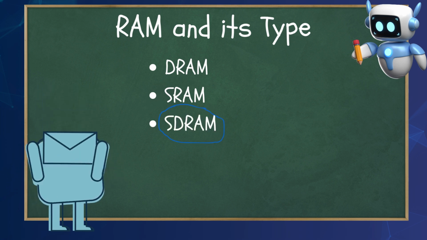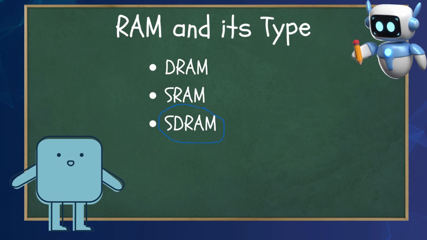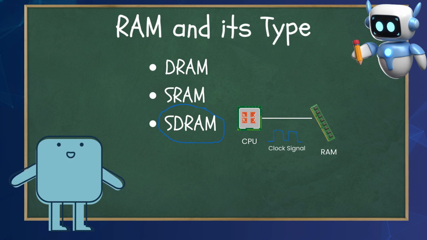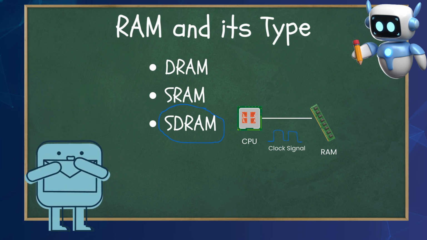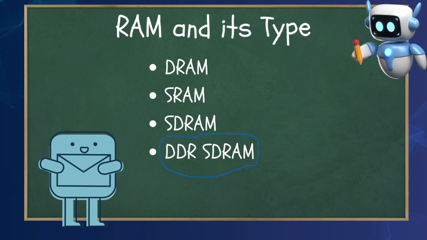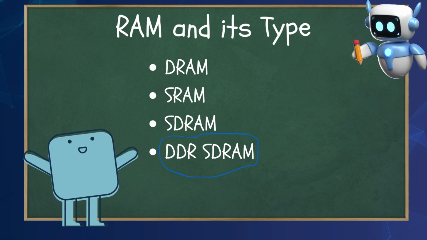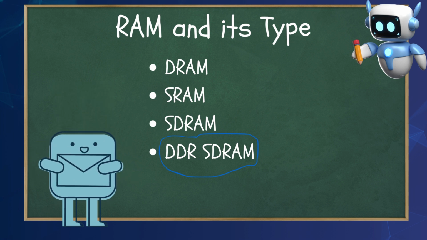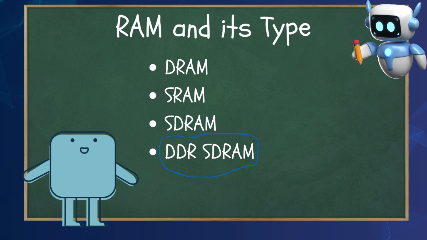The next type is SDRAM, which stands for synchronous DRAM. It is synchronized with the clock of the CPU, allowing it to provide data to the CPU at a higher performance data rate when needed. DDR SDRAM is also synchronous SDRAM but with double data rate. Nowadays, when we refer to RAM as DDR4 or DDR5, the double data rate refers to transmitting data on both edges of the clock signal.